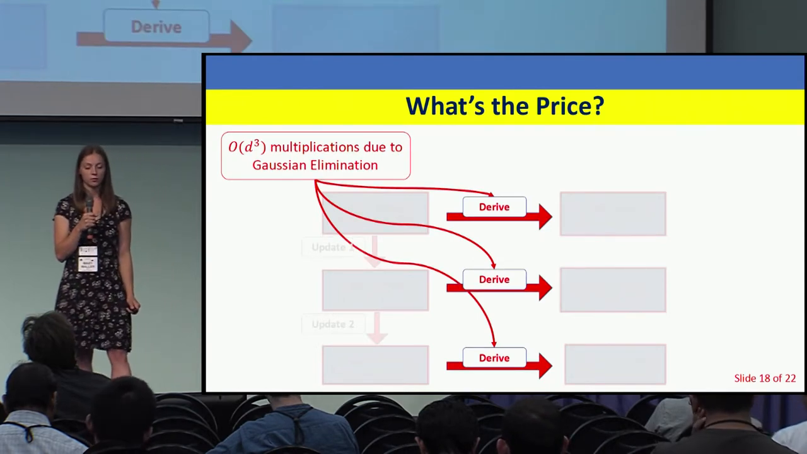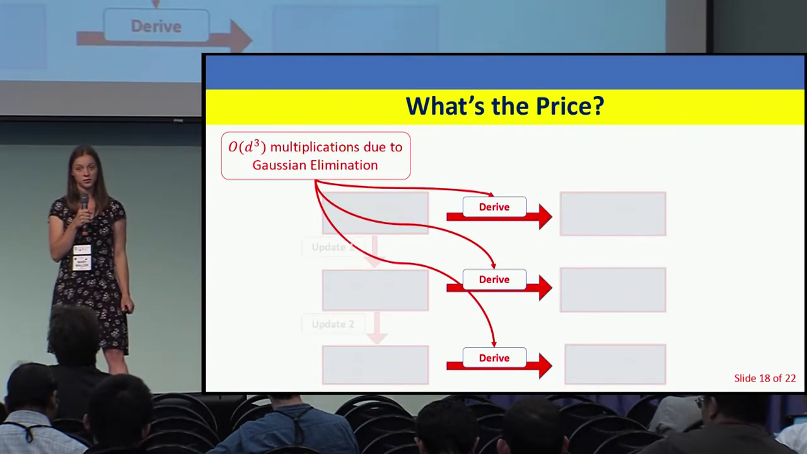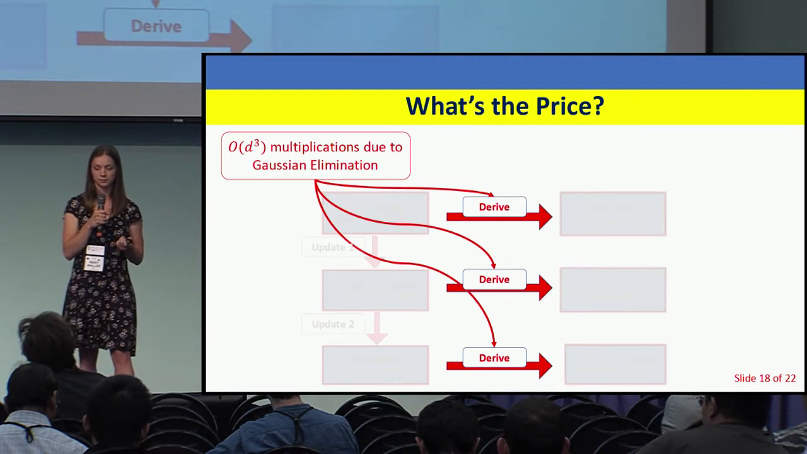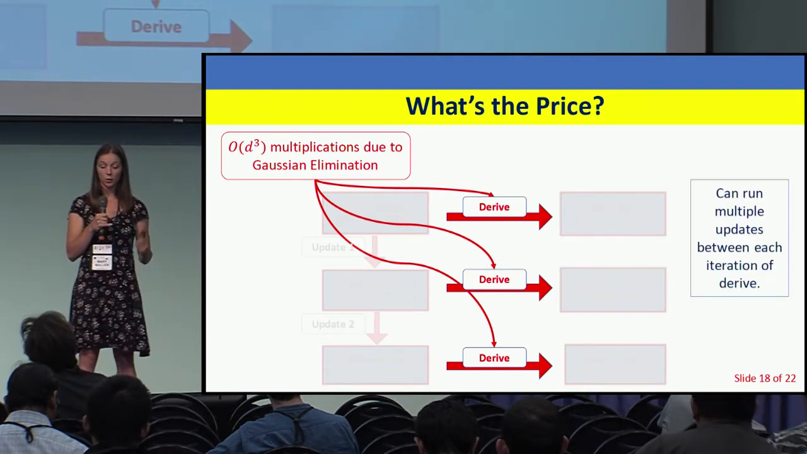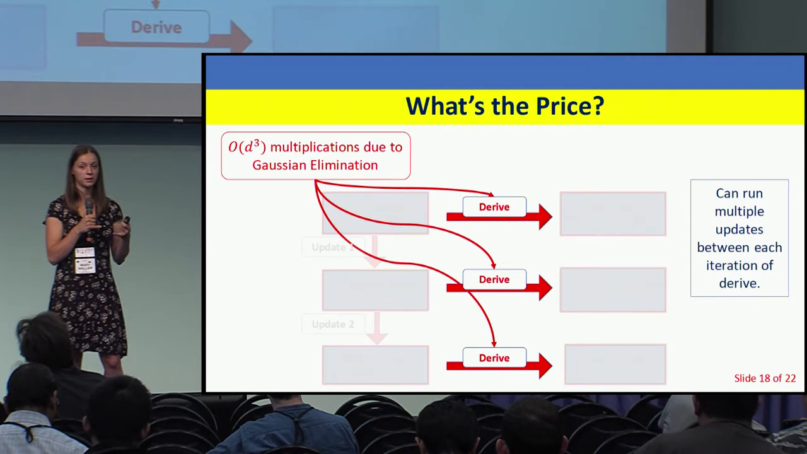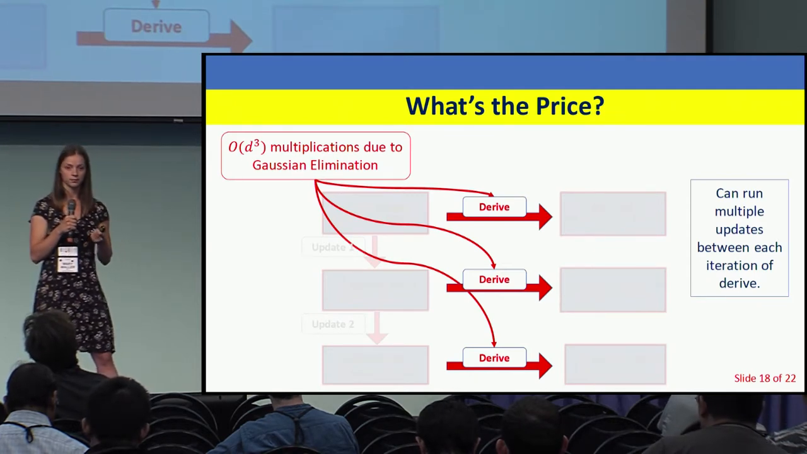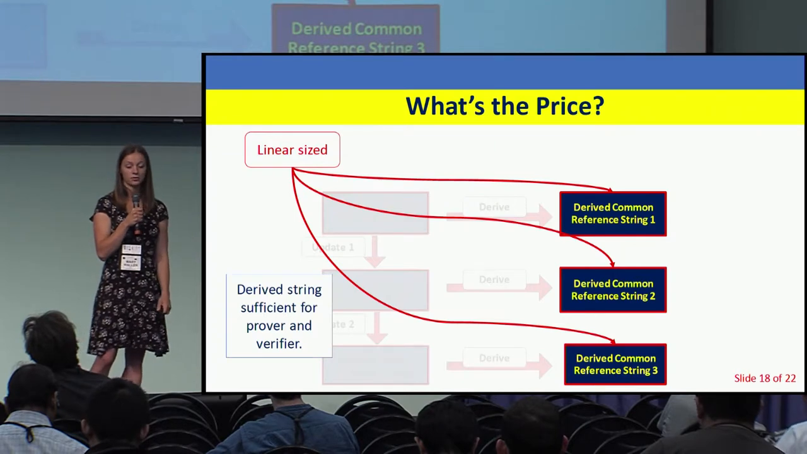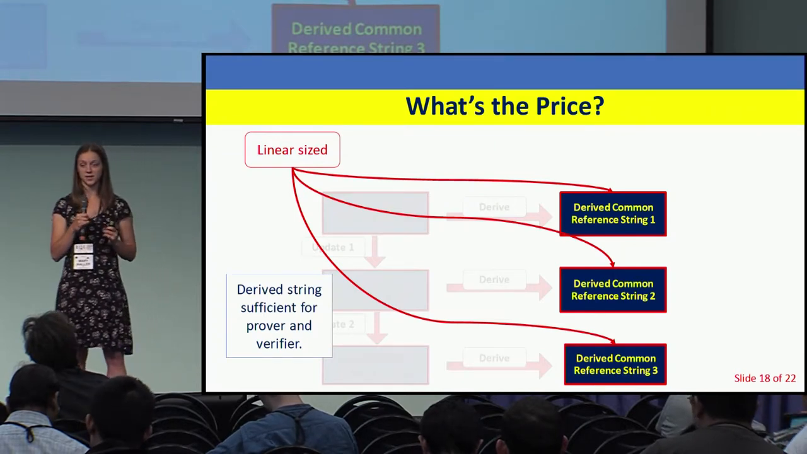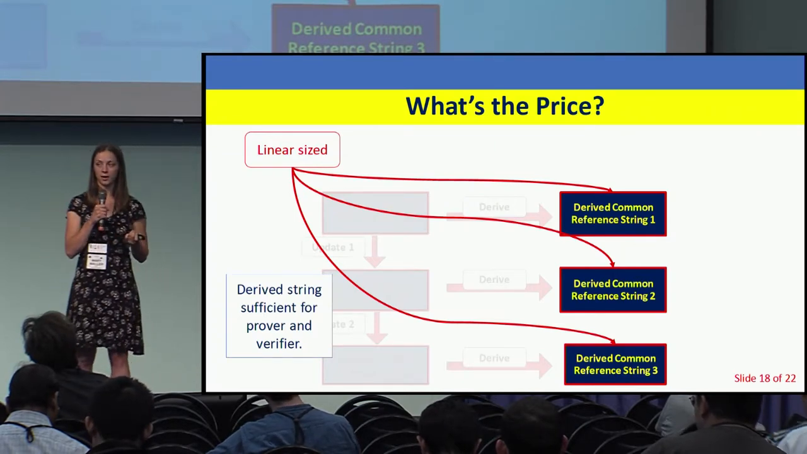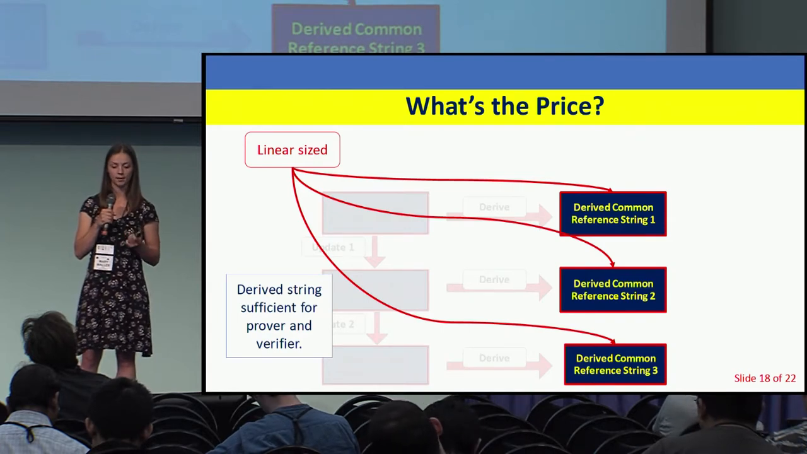The derive algorithm costs a cubic number of multiplications due to Gaussian elimination. However, you can run multiple updates between each time you derive a new derived common reference string. You don't have to run it all the time. And the derived common reference string is linear-sized, and this is all the prover and the verifier need to store.